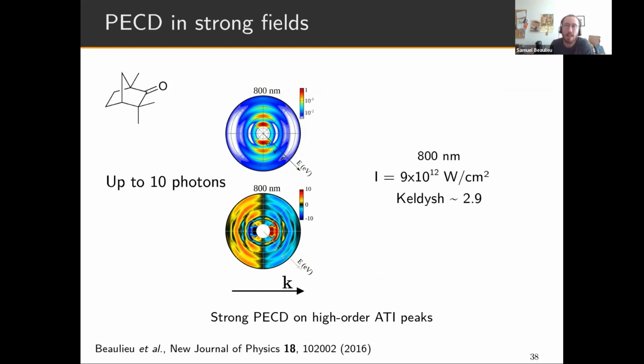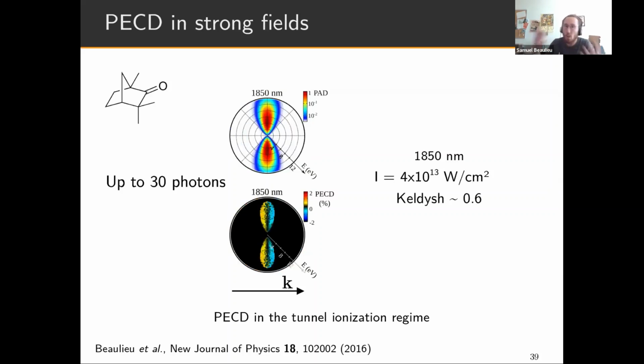Looking at the associated photoelectron circular dichroism, we can see that there's a strong chiral asymmetry on all ATI peaks, meaning that the chirality of the molecular potential is still imprinted on the electron trajectory, even in the high order ATI regime. And to go one step further, we have looked at the photoionization of fenchone using a strong circularly polarized mid-infrared laser pulse to be in a regime where the Keldysh parameter is below 1. So in this case, 0.6.